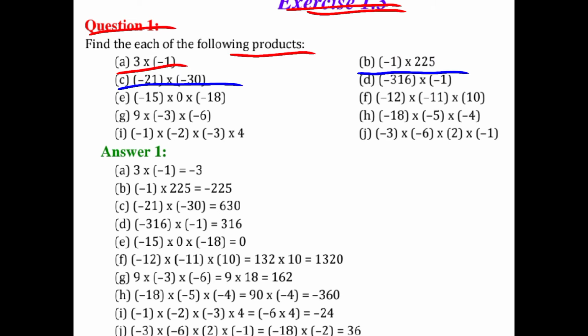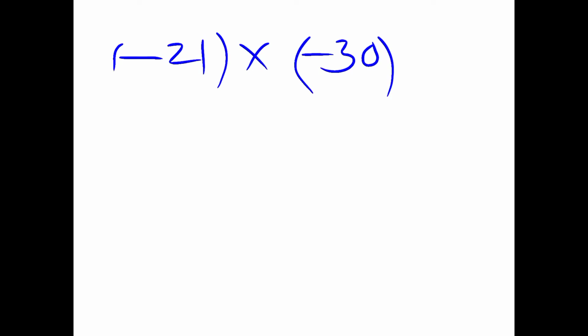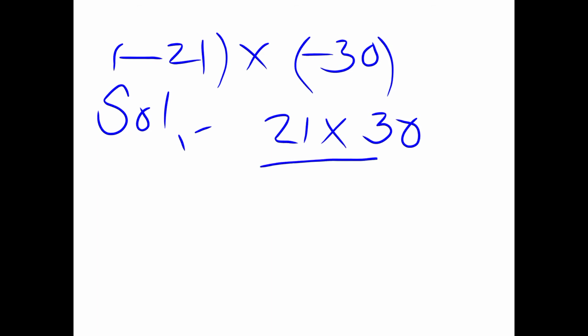Now C part is negative 21 into negative 30. So let's write this here, negative 21 into negative 30. We have to multiply this. Simply multiply these two, 21 into 30. Just as you multiply whole numbers, you apply the same procedure. First we multiply 21 with 0, 0 ones are 0, 0 twos are 0.